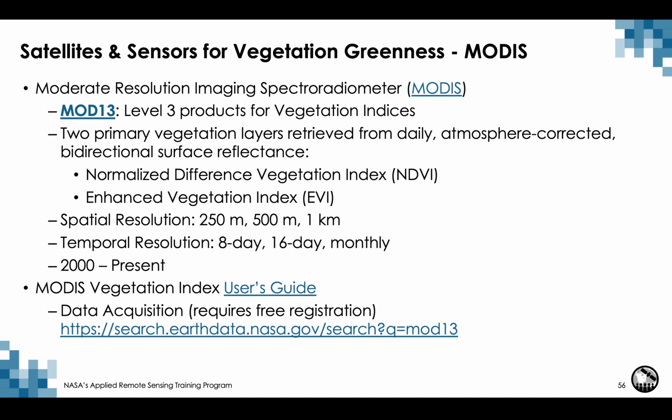The two vegetation indices complement each other in global vegetation studies and improve upon the extraction of biophysical parameters. NDVI and EVI are retrieved from daily, atmosphere-corrected, bidirectional surface reflectance. The spatial resolution of NDVI and EVI products are 250 meter, 500 meter, and 1 kilometer. The temporal resolution of these products are 8-day, 16-day, monthly, from 2000 until the present.